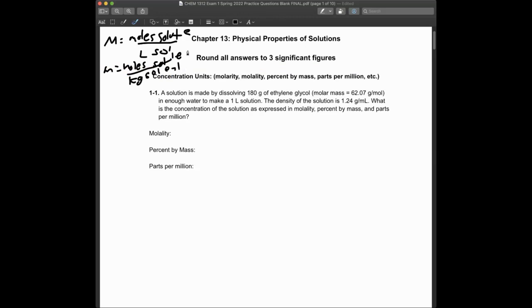So let's think about how we're going to approach this problem. What I would do is label everything. If it's dissolving ethylene glycol into enough water, then the ethylene glycol is the solute, and the water is the solvent, because that's our medium in which we're dispersing the ethylene glycol.